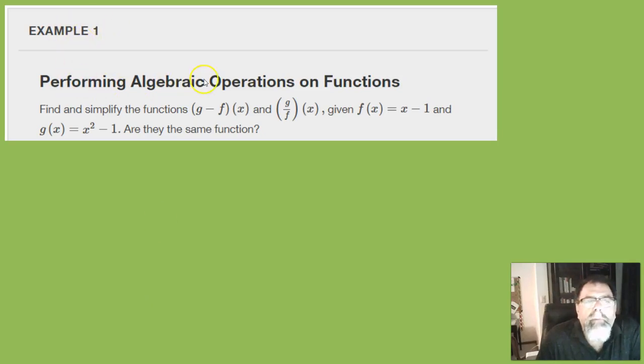Example 1, performing algebraic operations on functions. Find and simplify the functions g minus f of x and g divided by f of x, given f of x is x minus 1 and g of x is x squared minus 1. Are they the same function?